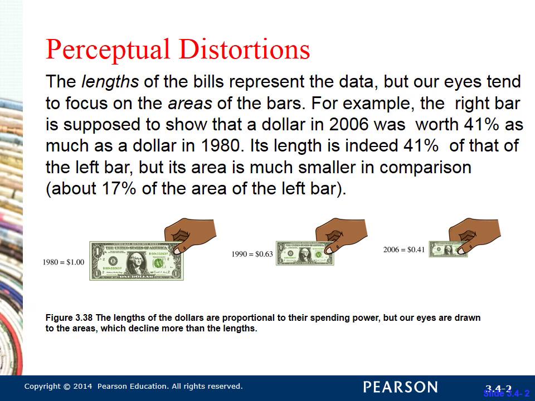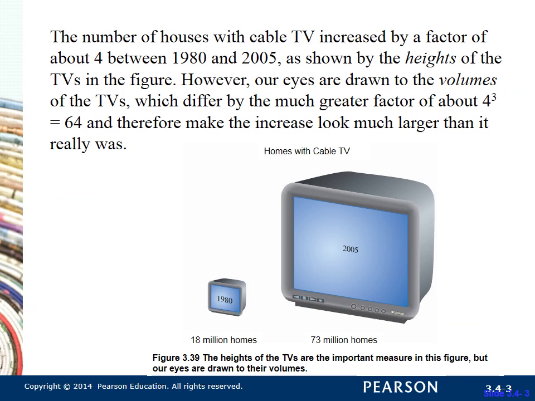That's crazy. So your eyes tended to focus on the area instead of the length, which is what they meant. So even though the lengths of the dollars are proportional to their spending power, our eyes are drawn to the areas, which decline more than lengths. Or in other words, the area is a lot smaller than the length is, proportionally speaking.